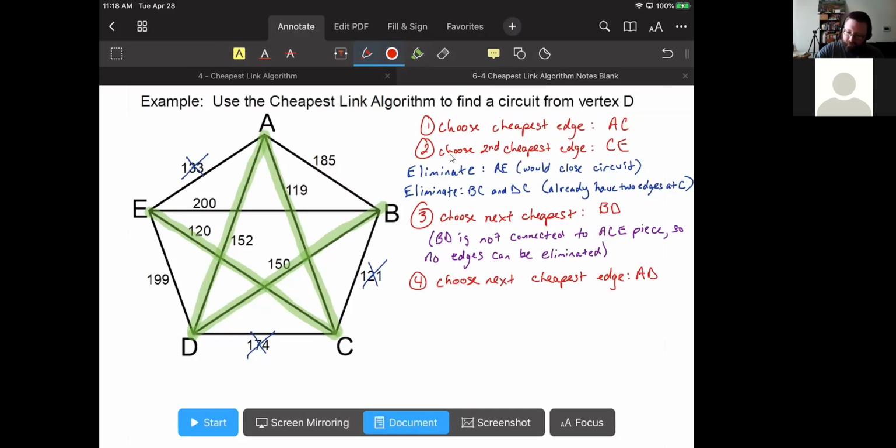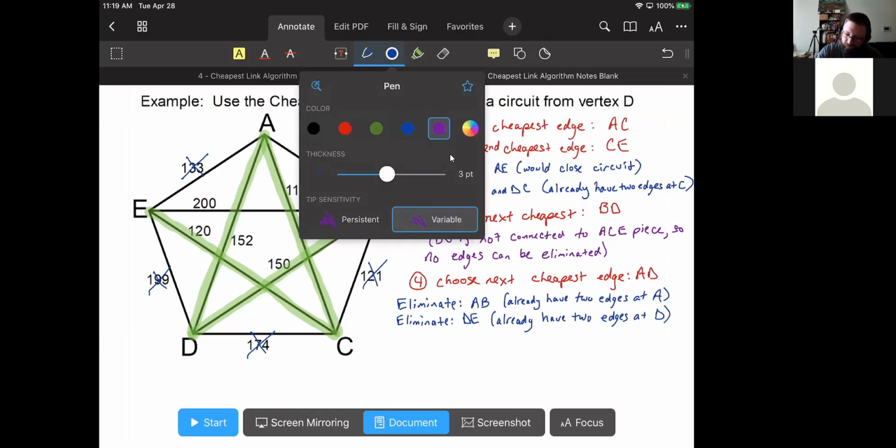Okay, so at this point, there's a whole bunch of eliminations that happen, okay? AB gets eliminated because we've already got two edges at A. So they don't need that number. And DE gets eliminated for the same reason. We already have two edges at D.